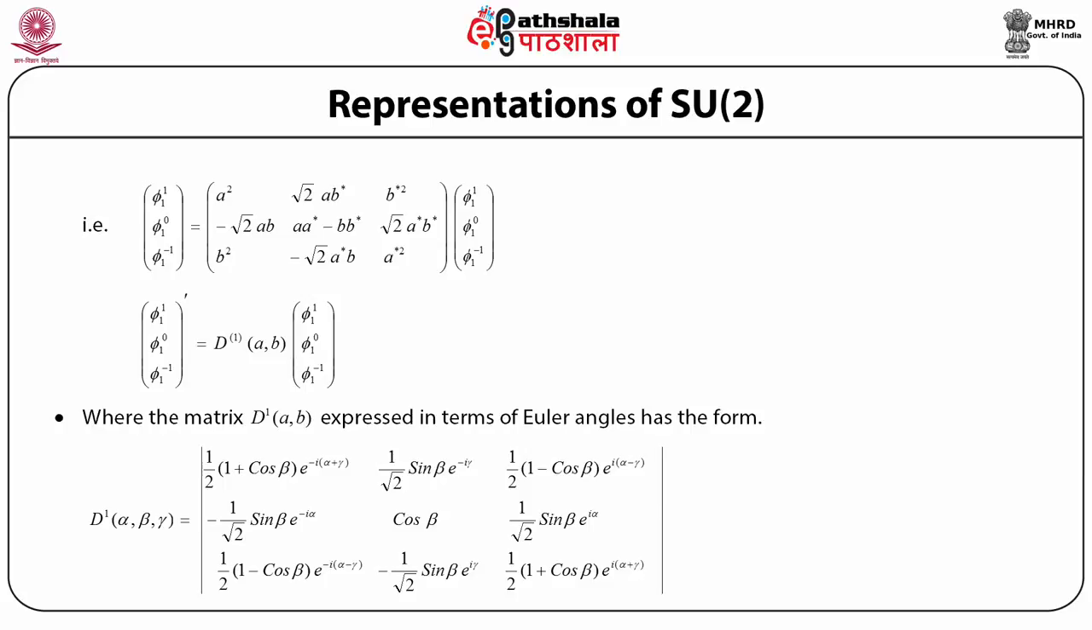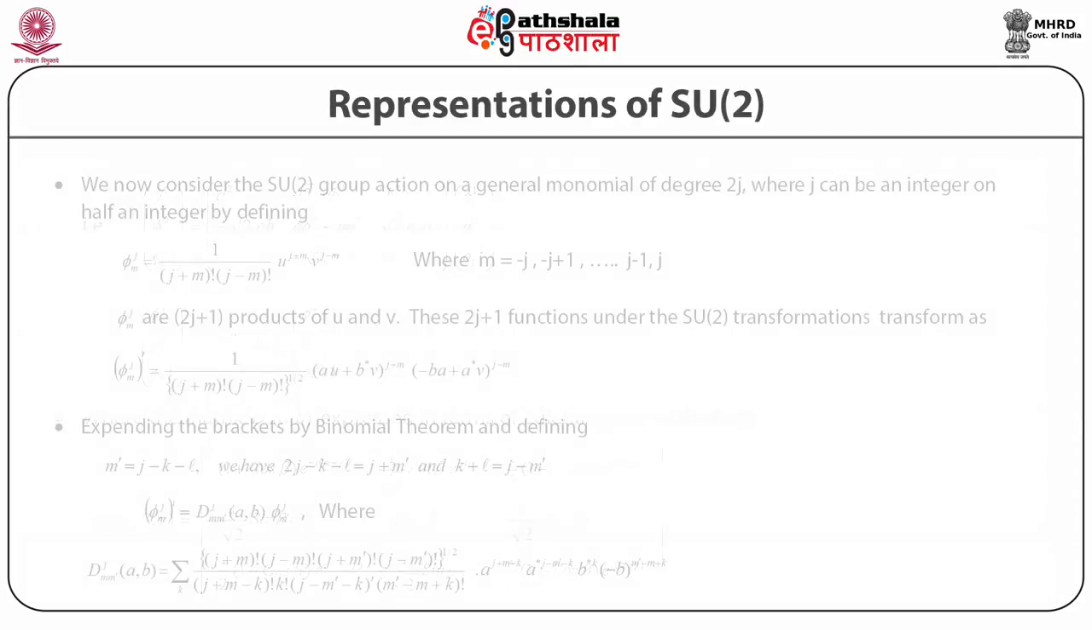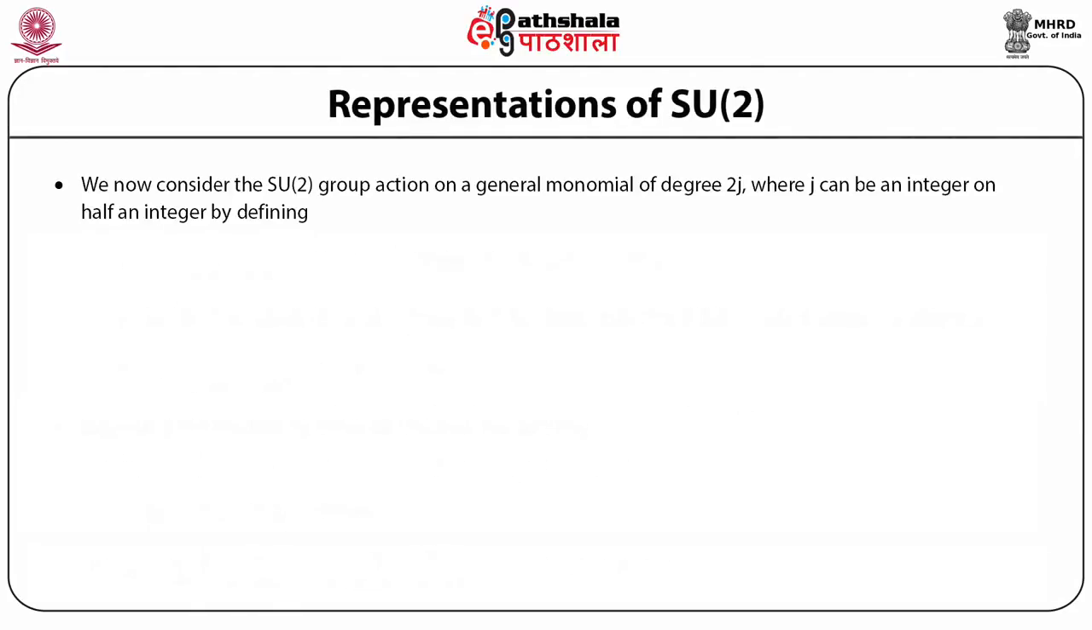So once we have a transformation matrix in terms of the parameters A's and B's, it's easy to translate it in terms of the Euler angles, so in terms of the parameters theta, alpha, beta or gamma, alpha, beta. And the transformation matrix then in the Euler angles has the form D1 alpha, beta, gamma. We have shown the effect of SU2 transformation on the vector uv, on the basis uv, and on the monomials of degree 2, like u square, v square, and uv.